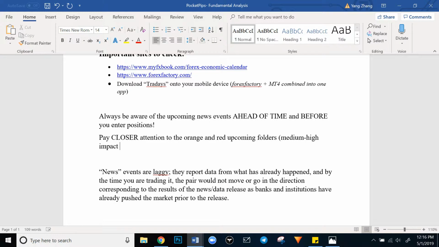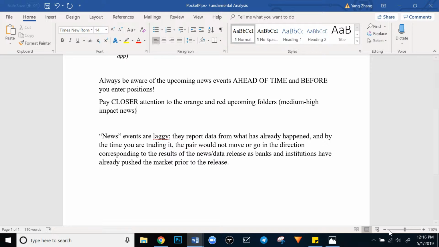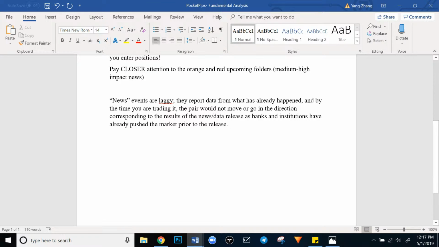Let me add that in. High impact news. Yep. And the reason why I don't look at news events right before it's released and then trade it is because the news events are laggy. They are data. They report data that has already happened the month before or a few months prior. So they are just releasing what has happened before.